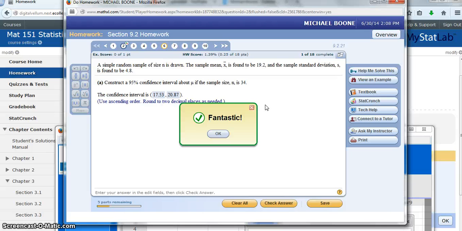So again, the basics, the idea of it is the same. I am 95% confident that my population mean is going to be in between 17.53 and 20.87. Again, we just happened to find that our sample mean was 19.2, but that doesn't mean that the population mean will be 19.2. But I am 95% confident it's going to be in between these values.